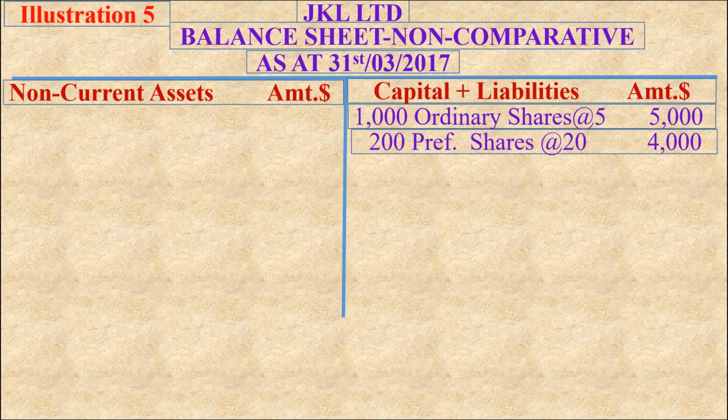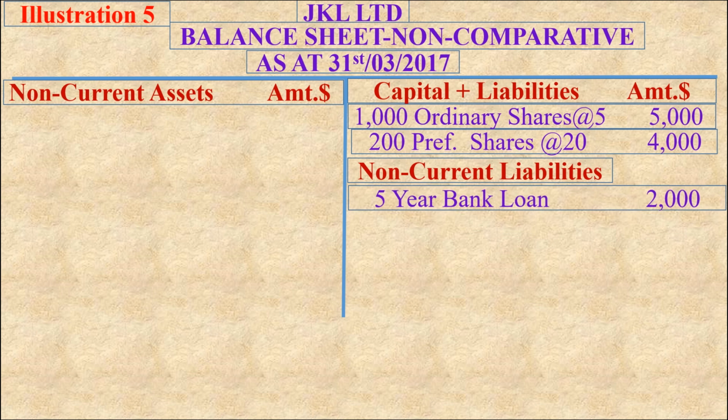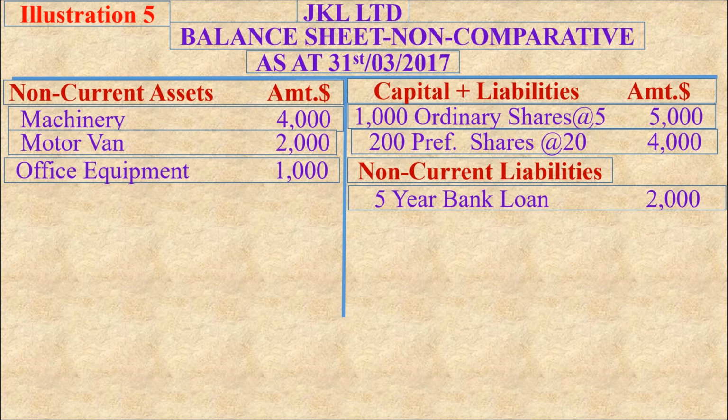1,000 ordinary shares at $5 translate to 5,000 plus 200 preference shares at 20 amounting to 4,000. Then non-current liabilities, where we have got a 5-year bank loan of 2,000, were used to finance those non-current assets, namely machinery, motor van, office equipment, where their corresponding values were 4,000, 2,000, and 1,000 in that order.